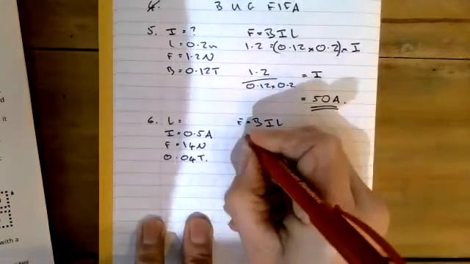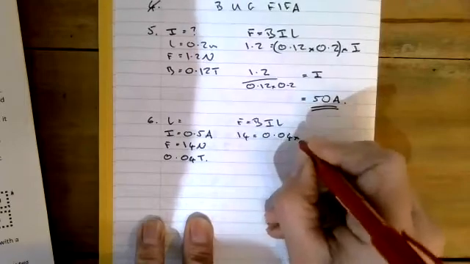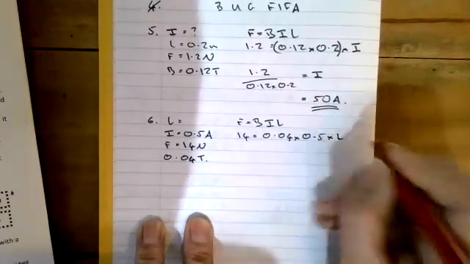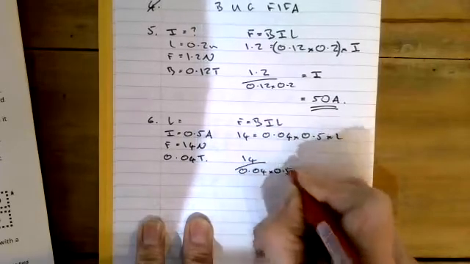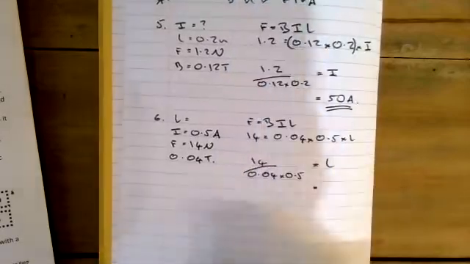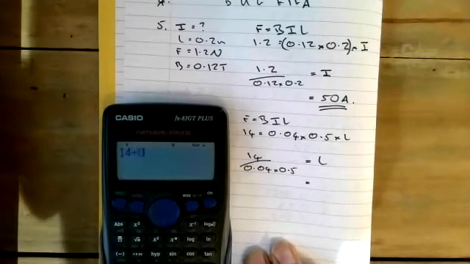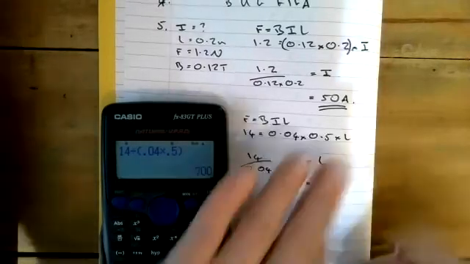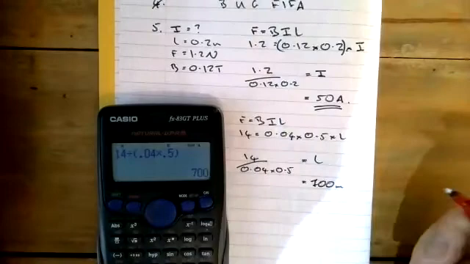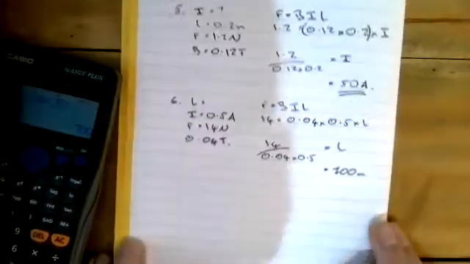Okay, so F equals BIL. So 14 equal to 0.04 times 0.5 times L. So 14 divided by 0.04 times 0.5 will equal L. So 14 divided by brackets 0.04 times 0.5 close brackets equals 700, which is a rather long piece of wire, 700 meters. So moving on, number 7.